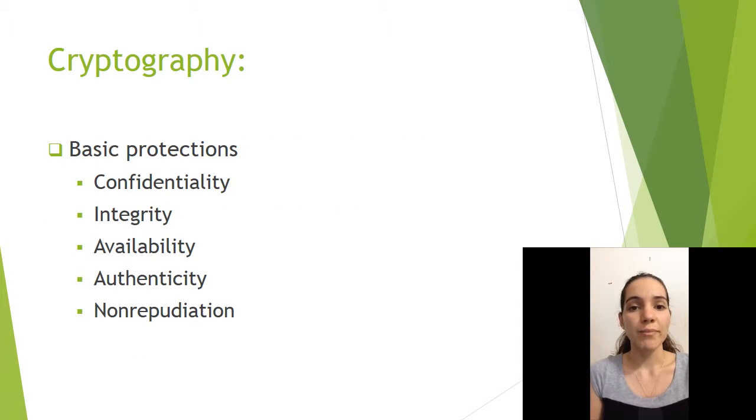Cryptography offers 5 basic protections. Confidentiality. It ensures that only authorized users who have the key can access the data. Integrity. Ensures that the information is correct and that no unauthorized user or malicious software has altered the data. Availability. Makes encrypted files available from a central file server, but only authorized users can have access to these files.